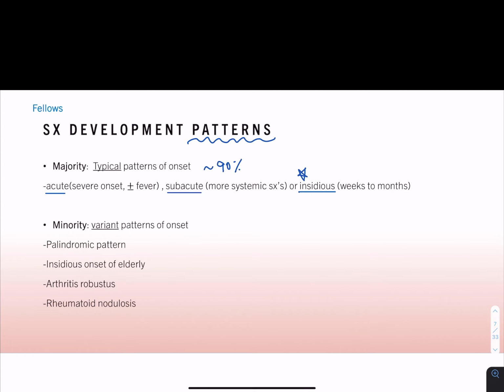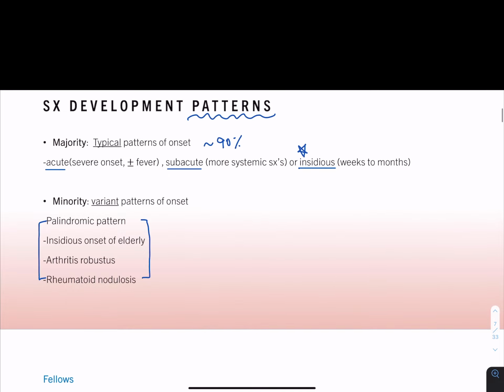But there are also variant patterns of onset that you may observe. Although these patterns might not be as common, when you encounter them, their medical history or clinical presentation is usually quite remarkable, and you will never be able to forget them. So let's start with the palindromic pattern.